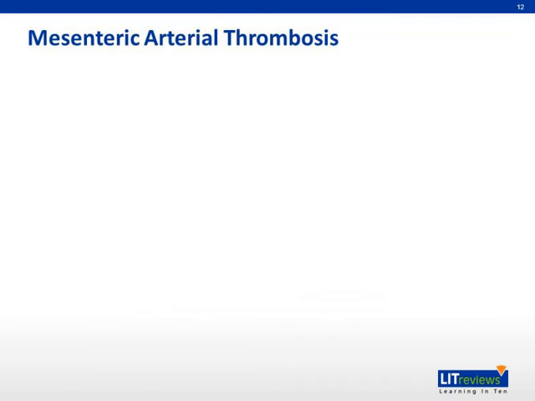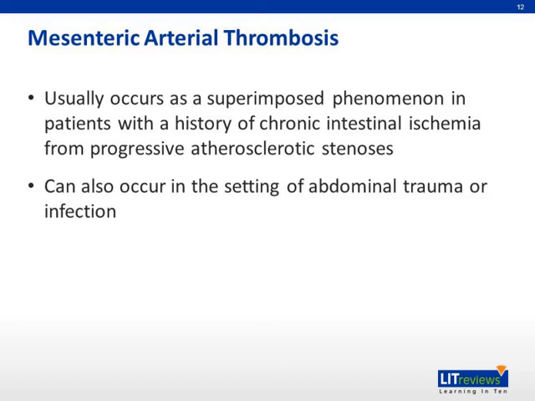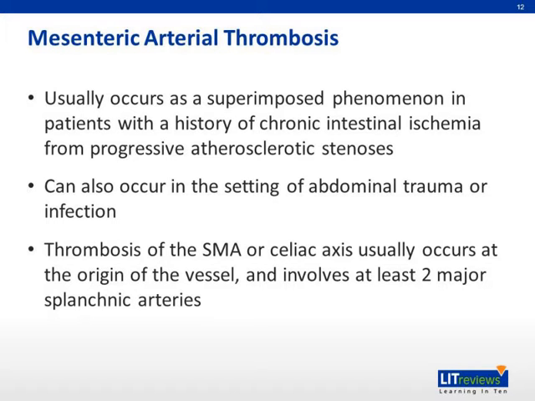Mesenteric arterial thrombosis. Acute thrombosis of the mesenteric circulation usually occurs as a superimposed phenomenon in patients with a history of chronic intestinal ischemia from progressive atherosclerotic stenosis. It can also occur in the setting of abdominal trauma or infection. There is no significant association between inherited coagulation defects and mesenteric arterial thrombosis. Thrombosis of the SMA or celiac axis usually occurs at the origin of the vessel and involves at least two major splanchnic arteries.